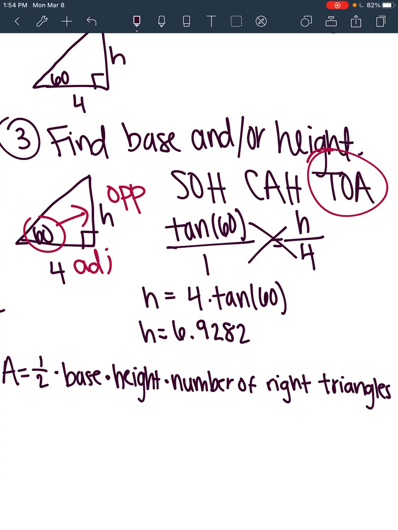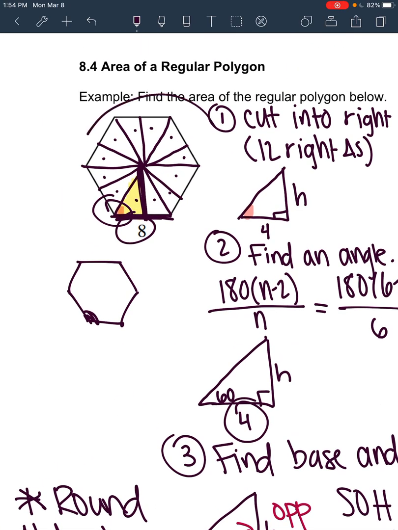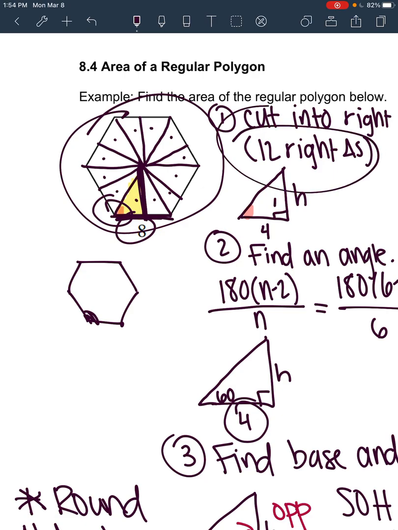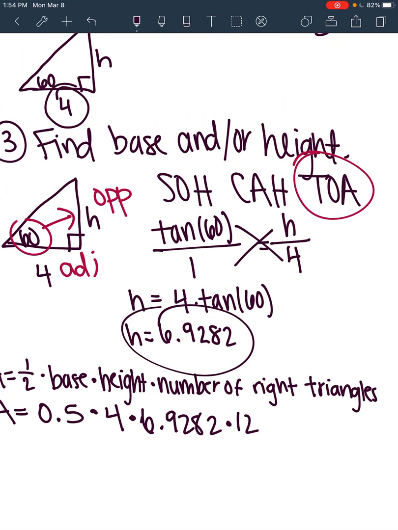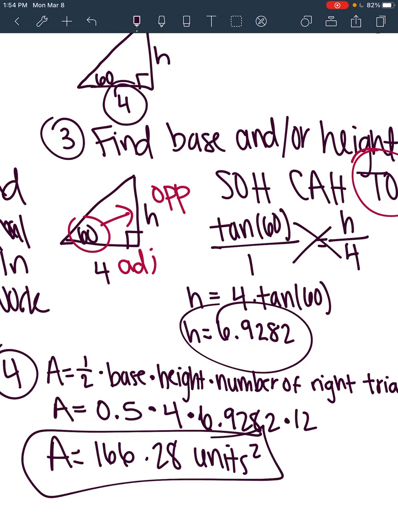So then I'm just putting in numbers. So area equals, and you can use 0.5 if you want as 1/2, times the base, which was 4, times the height, 6.9282, and then times the number of right triangles. Well, there were 6 sides, so there's double the amount of right triangles, so there's 12. Then we put all this in our calculator and we round to 2 decimal places just as we normally would. So you get 166.28 units squared.